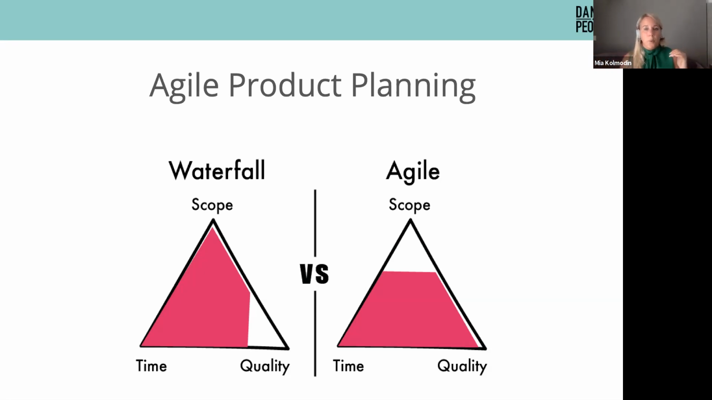And we cut the scope. So we cut down the different types of functions and features, and we might make them as easy as possible in the beginning, and then we might add on later on. So this is Agile product planning.